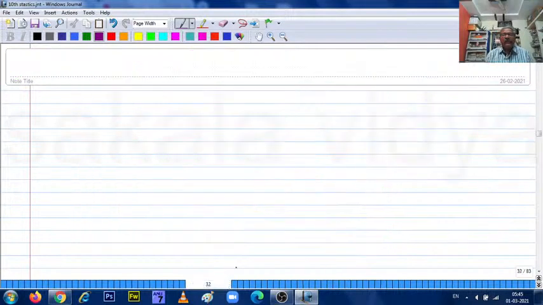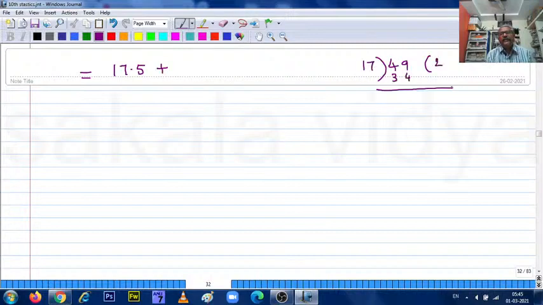So now 17.5 plus 49 divided by 17. 17 2s are 34, subtract, 5, 15 you will be getting, 15 cannot be divisible, put the point here. 17 8s are 136, 17 9s are 153. So 8 times, that will be 136. So leave it, 2 point is enough, 2.8 write down.